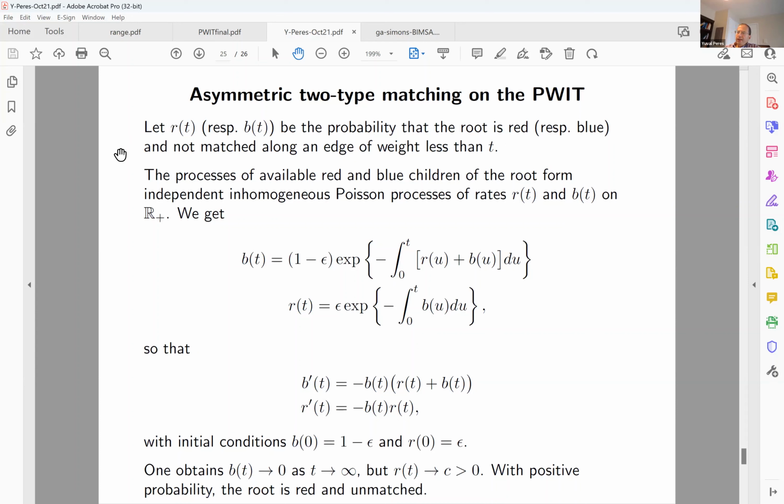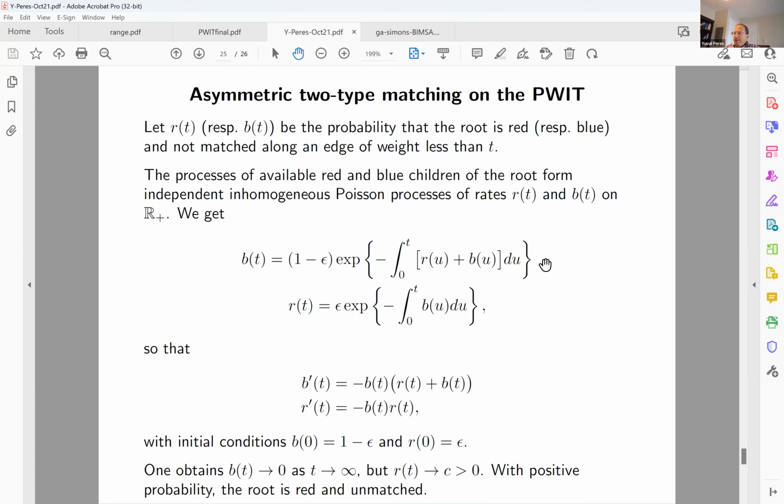So again, as before, the process of available red and blue children of the root form independent inhomogeneous Poisson processes of different rates, R of t and B of t on the line. Now, what is the equation for B of t? What is the chance that the origin is blue and yet not matched within distance t? First of all, the chance that the origin is blue is 1 minus epsilon, and then the expected number of points it would match is given by this integral, because it can be matched with reds or blues.